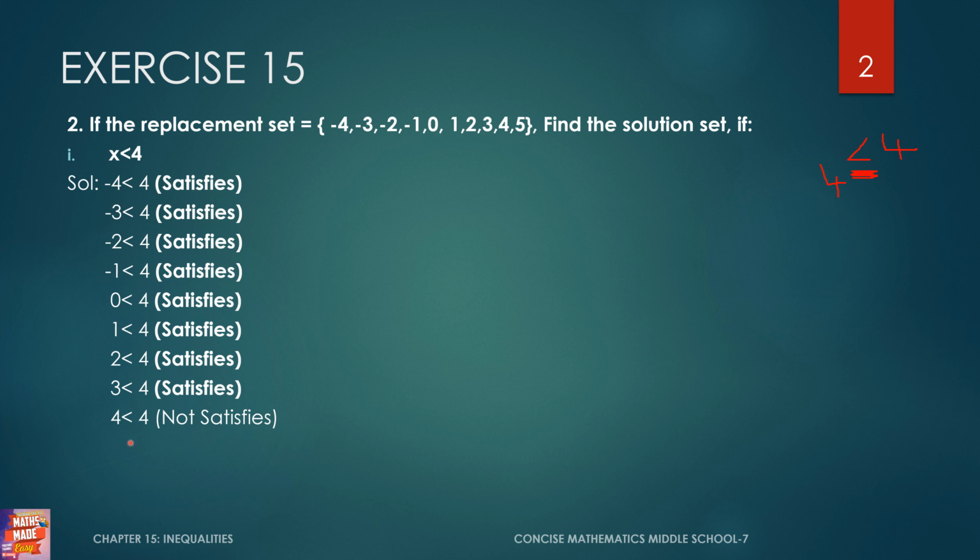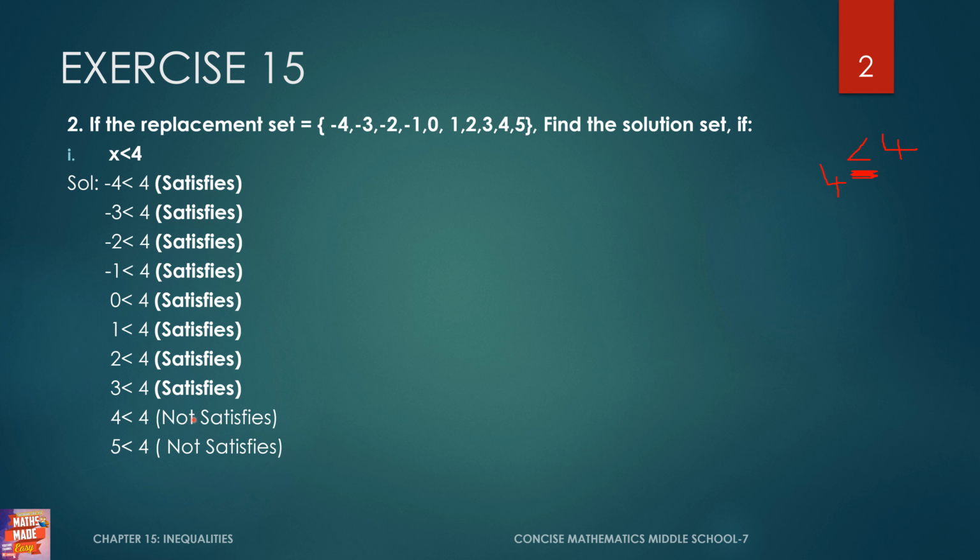Here there is no equal to sign. 4 is equal, but here it doesn't give any condition like that. They have said 4 is less than 4. No, it's false. So just write down not satisfied. Once it is not satisfied, no need to check with 5. Even 5 will be not satisfied, though I have done it so that you can understand clearly. Once you get not satisfied, you can just stop the problem.